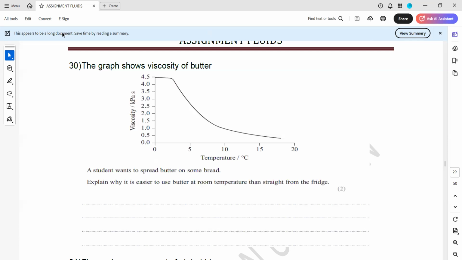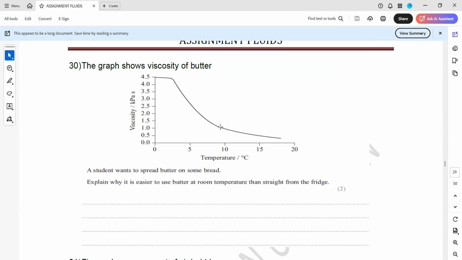So what could be the reason for that? When we are using butter straight out from the refrigerator, why is it not useful as compared to when we are spreading the butter at room temperature? Because when it's out from the fridge, it's more solid, and when it reaches room temperature, it starts to melt.